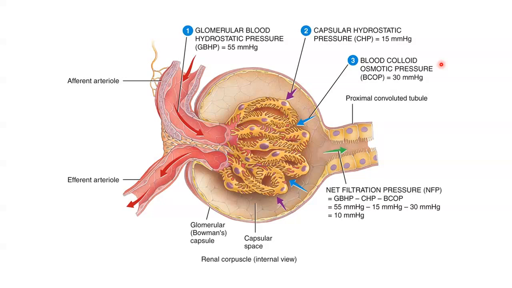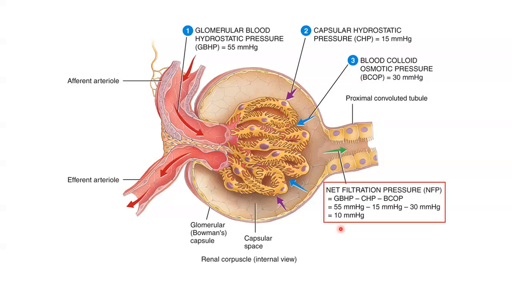Because this pressure draws water back into the glomerulus, it opposes filtration, and the average blood colloid osmotic pressure is 30 millimeters of mercury. So this one is the proteins that are sitting still within this glomerulus. They act to draw water out of the filtrate back into the blood in the glomerulus. It opposes filtration.